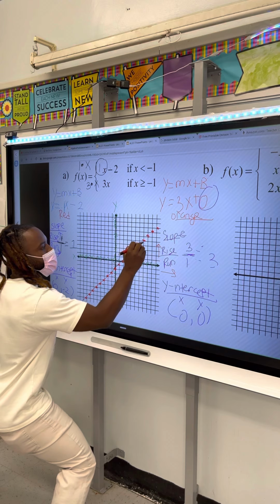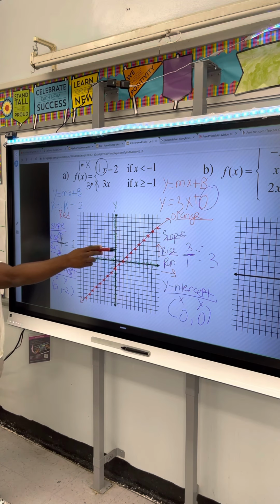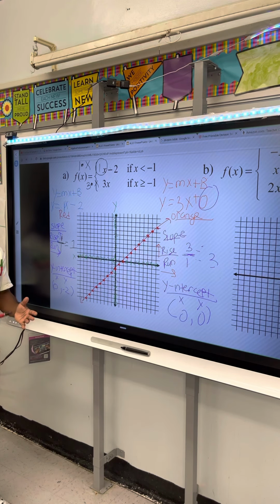Please bear with me. Oh, I got it. There we go. Got it? Now I'm going to put the name of the equation on it, or do you guys know that it's 1x minus 2 already? You want me to label it?